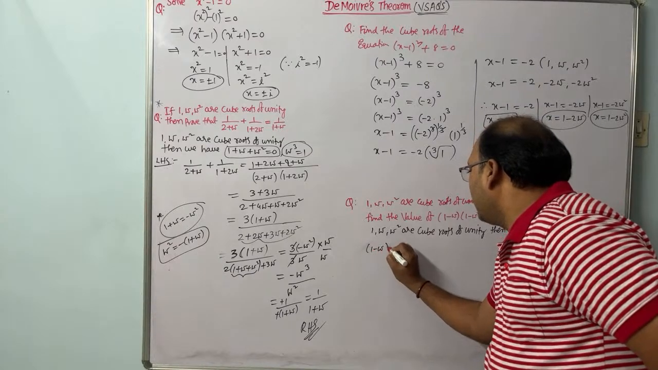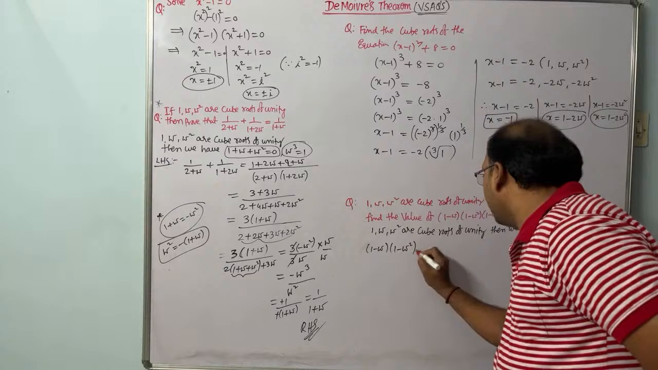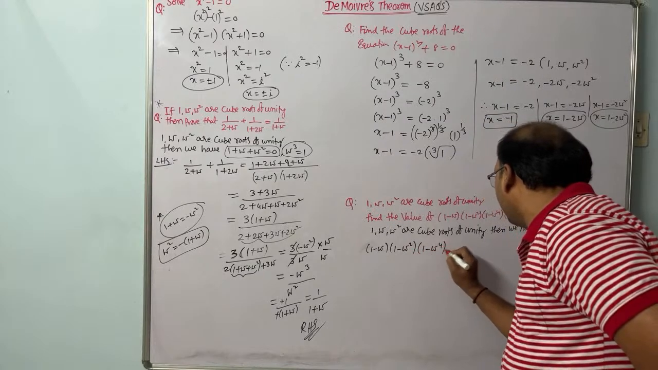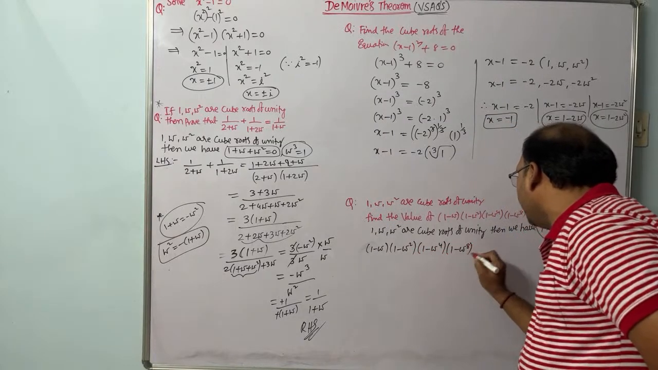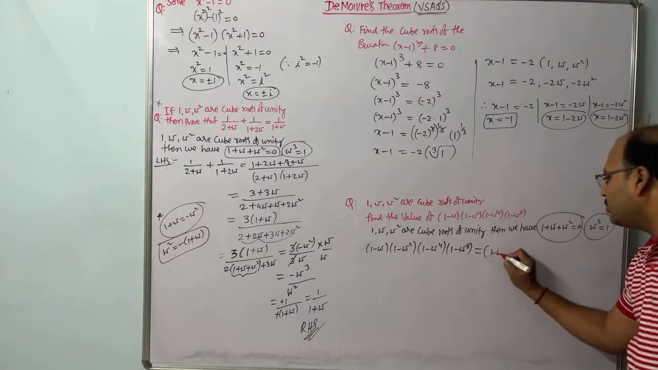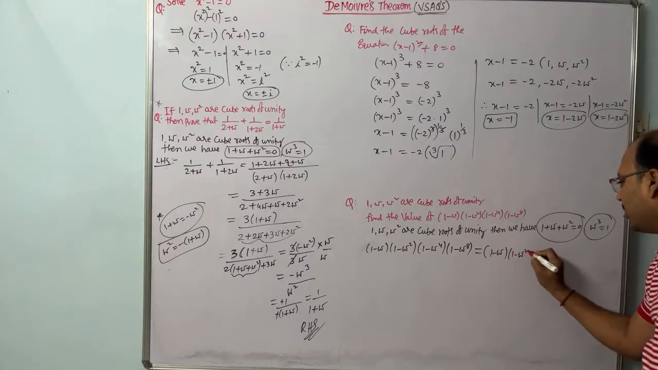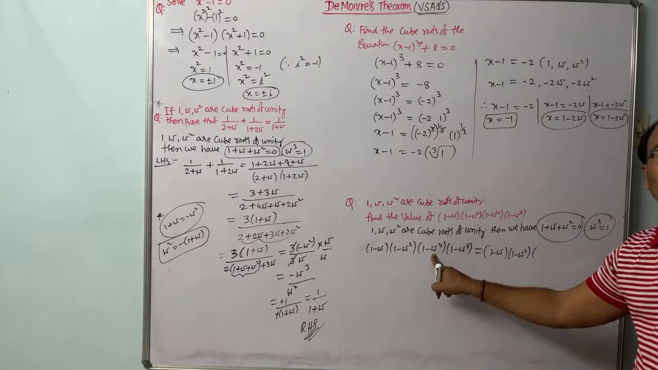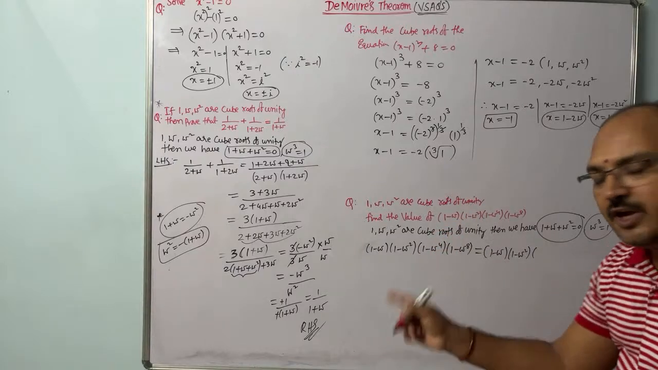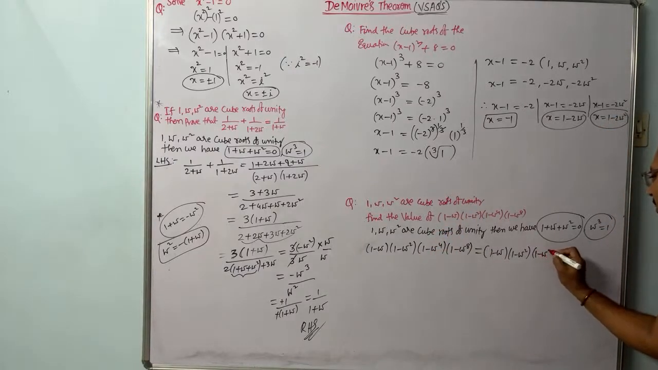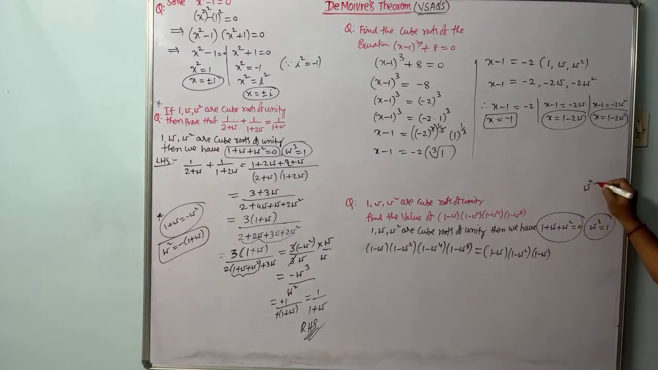(1 minus omega)(1 minus omega square)(1 minus omega power 4)(1 minus omega power 8). I am keeping (1 minus omega)(1 minus omega square) like this only. Omega power 4 can be written as omega power 3 into omega, so indirectly it will become omega. So omega power 4 equals omega power 3 into omega, 1 into omega, that is omega only.